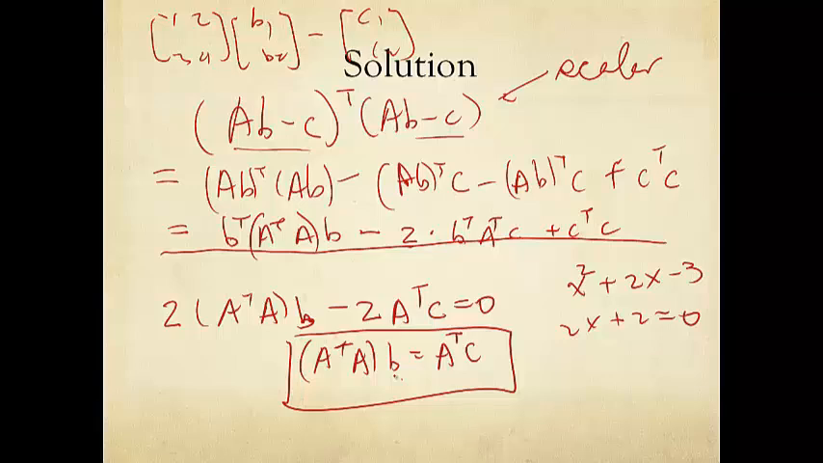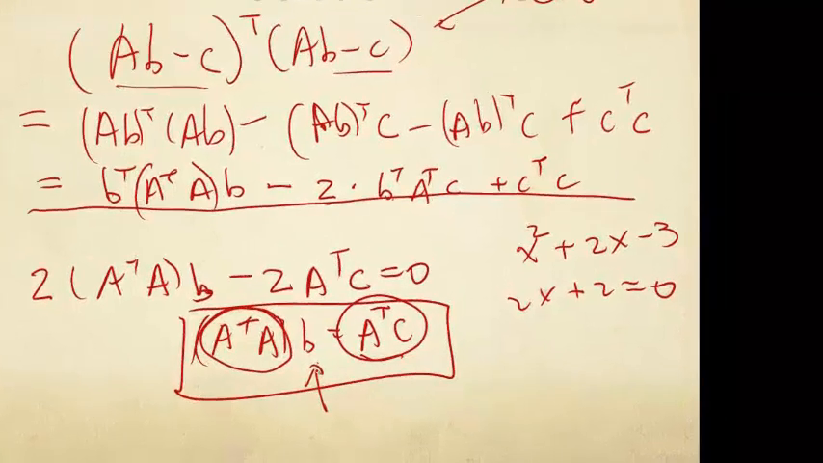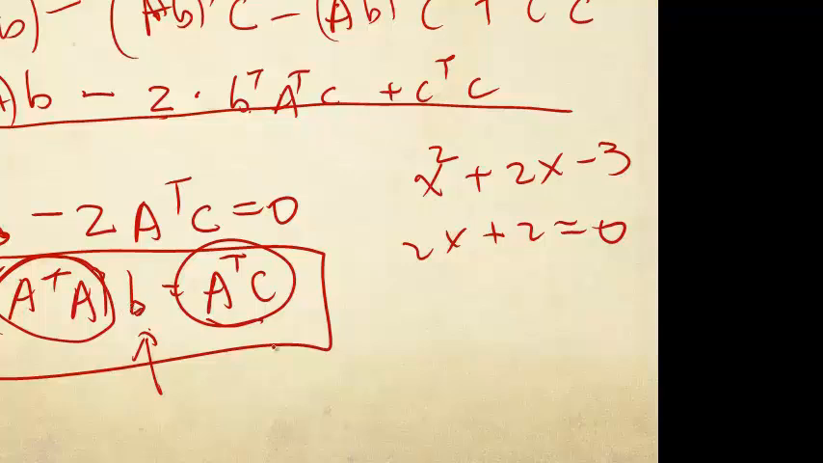It is a linear equation. A transpose A is just another matrix times b equals another vector, which is A transpose c. So as long as we can solve this linear system of equations, we get the right answer, b star, that solves the least square problem.